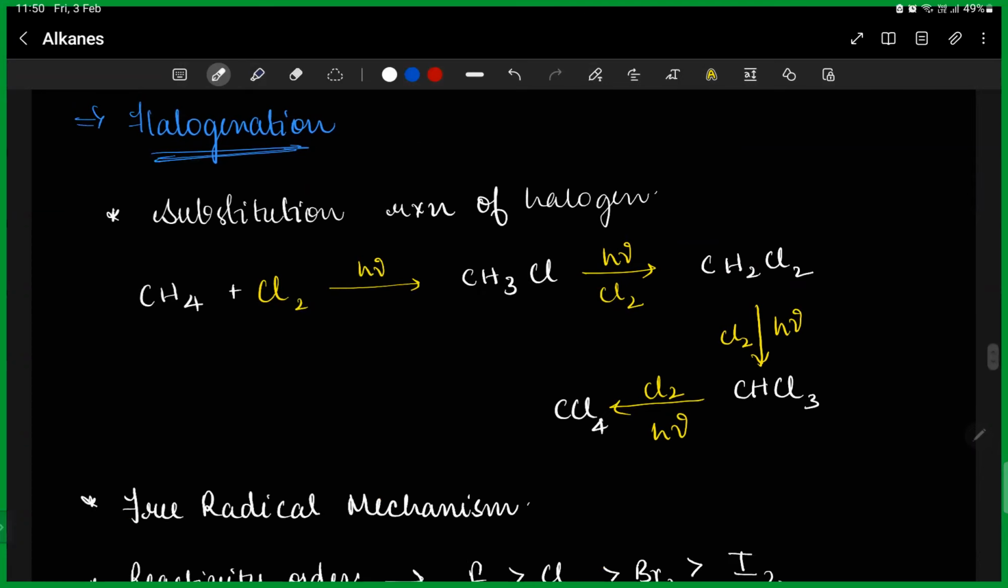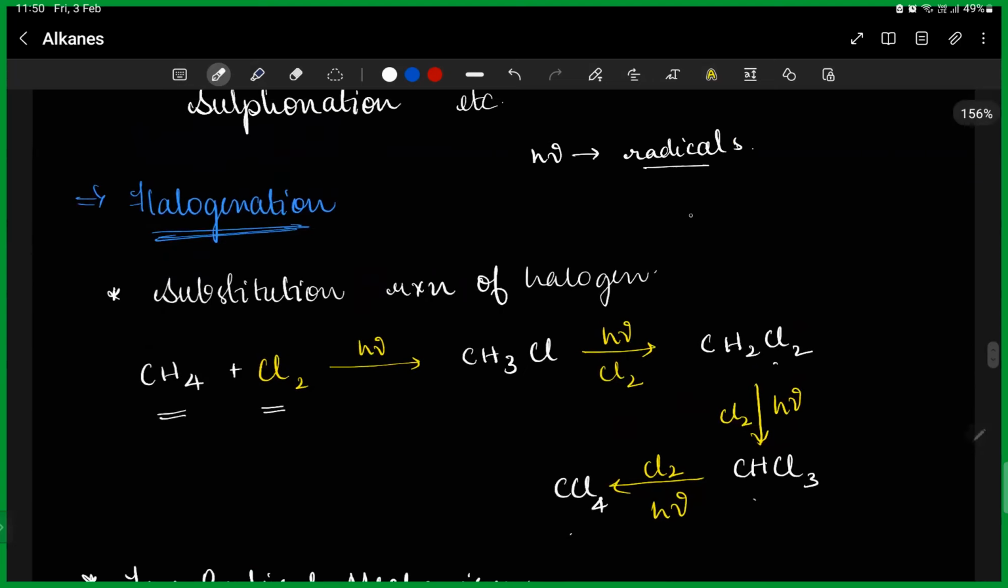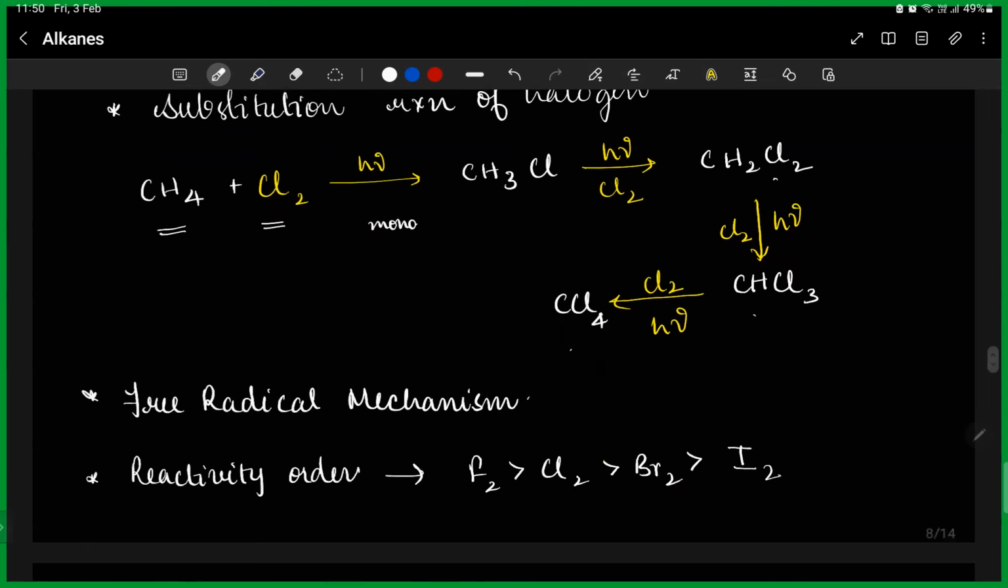Now if I take methane and react it with chlorine, I have different cases. The chlorine can replace one hydrogen, or two, or three, or all four hydrogens. When the halogen replaces one hydrogen, it is called monohalogenation. And we have dihalogenation, trihalogenation, tetrahalogenation, or polyhalogenation. When one hydrogen is replaced, it is monohalogenation, and when more hydrogens are replaced, it is polyhalogenation.